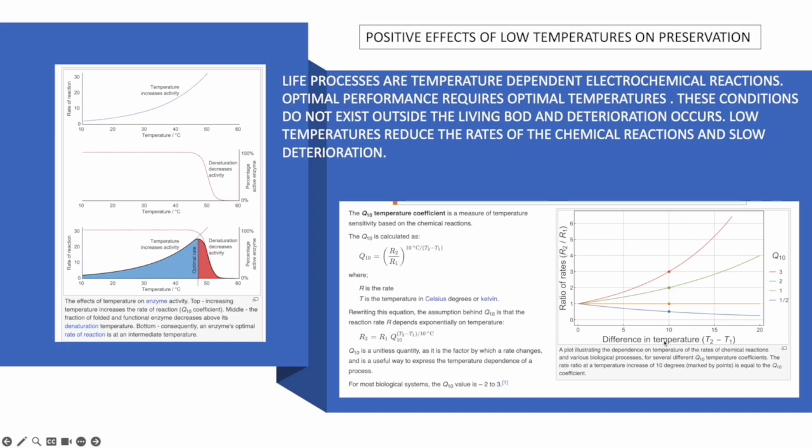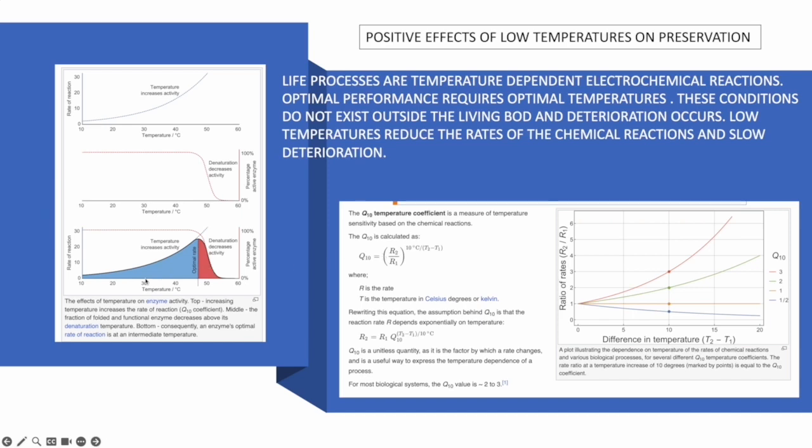If you decrease the temperature by 10 degrees centigrade, you can reduce the metabolism by a factor of 2 or 3. So by just reducing the temperature by 10 degrees centigrade, you substantially reduce the metabolism, and then you reduce the rate of chemical reactions. And in every paper that we write about preservation, we use this equation.